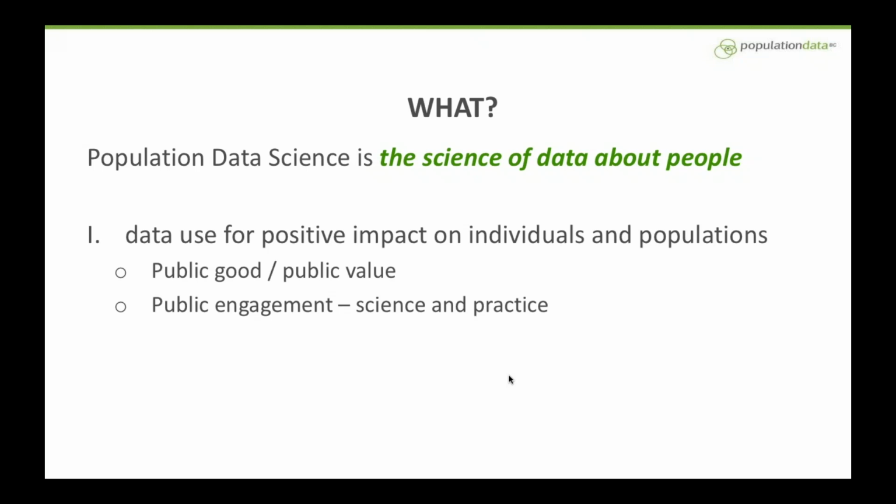So the first is data use for positive impact on individuals and populations. So this really is a key thing here. Population data science could be done by the public sector, by the private sector, by a combination. It could use data coming from individuals, again, from the private or public sector, but fundamentally, population data science has to have a public good or some public value that comes from it.